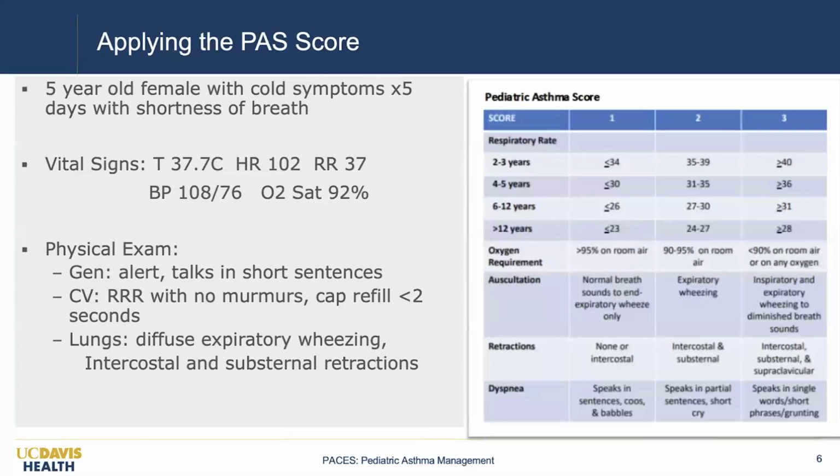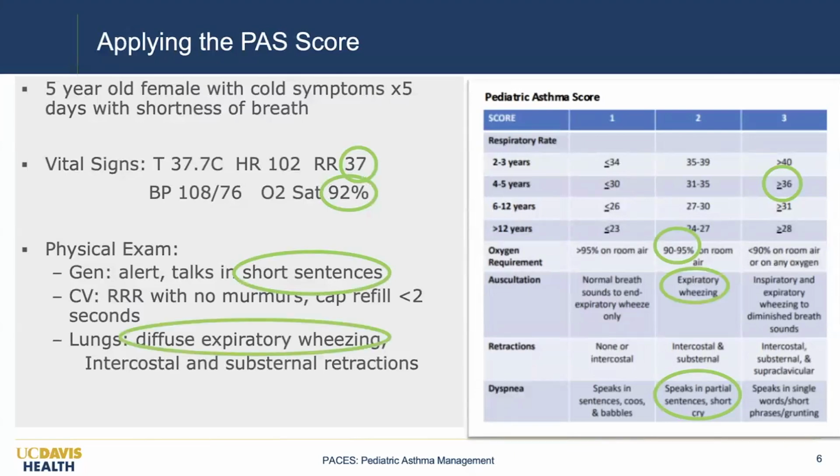And so we pull up our pediatric asthma score, and if we look through her exam and her vitals, we'll start off with her respiratory rate. Her respiratory rate was 37, and since she's 4 to 5 years of age, that gives her a score of 3 for that, with greater than or equal to 36. Her O2 sat was 92%, so that falls into the second category with a sat of 90 to 95% on room air. She was only able to talk in short sentences, and so that also puts her in the second category with a score of 2. She was noted to have diffuse expiratory wheezing, and so again, another score of 2. And then the final component of her exam, her retractions: she had both intercostal and substernal retractions, so she got a score of 2.